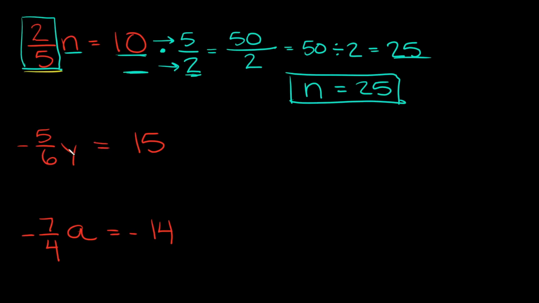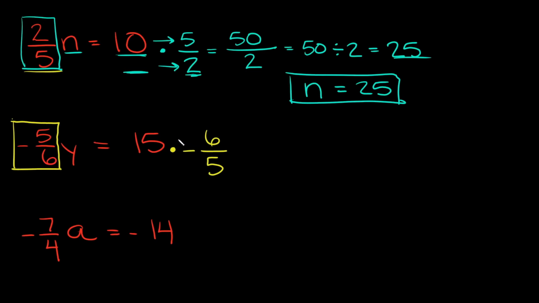Okay, so here we have negative 5/6 y is equal to positive 15. So what are we going to do here? Again, we're going to take our fraction. In this case, it's negative 5 over 6. We're going to flip it. So instead of negative 5 over 6, we're going to have negative 6 over 5. And then we're just going to multiply these two together.